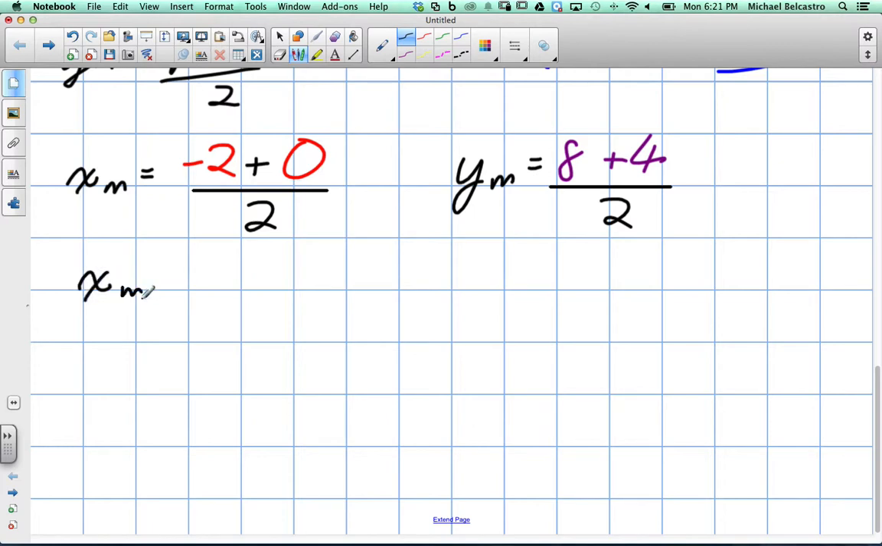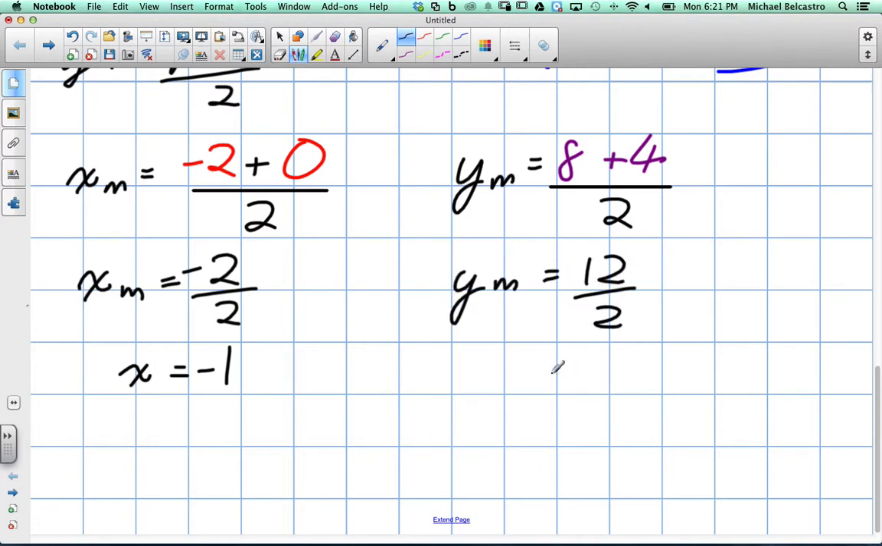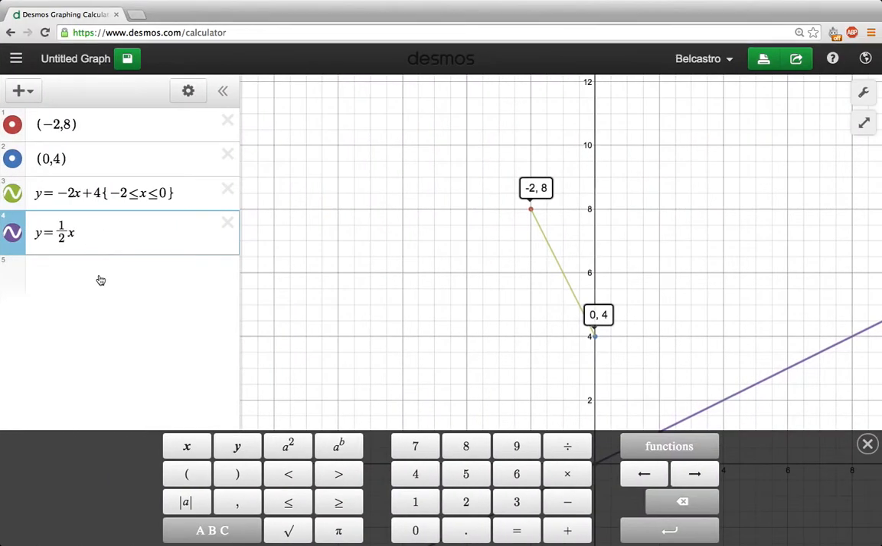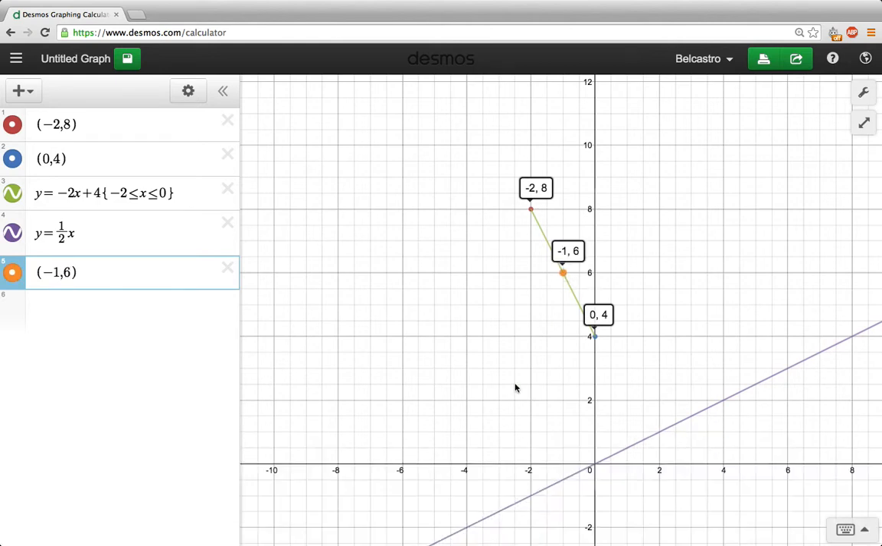Our midpoint value of the x is -2, because -2 plus 0 is -2, over 2, which gives us -1. So our x value is -1. And our y midpoint is equal to 12 over 2, which is 6. So the midpoint coordinate is -1 and 6. Okay? So let's go back to our page. -1 and 6. And look at that. That looks exactly like the middle of that line segment, right? So we have -1 and 6.